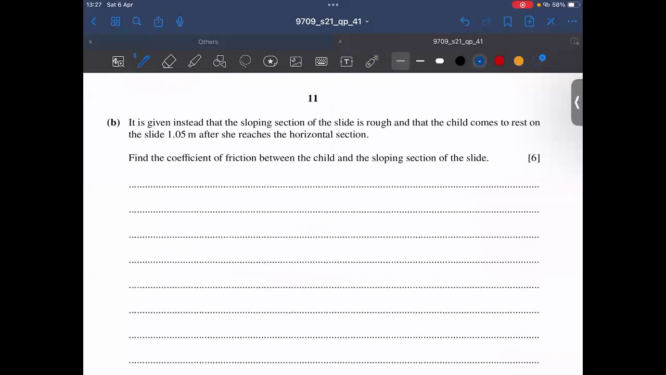Now one last part and then we're going to end. It is given that instead the sloping section of the slide is rough and the child comes to rest on the slide 1.05 meters after she reaches the horizontal section.